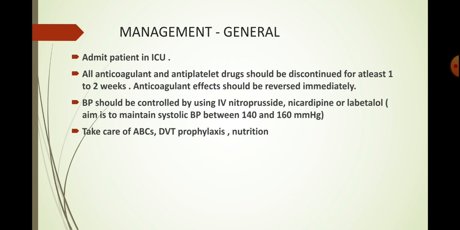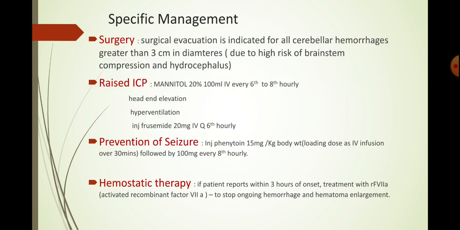And if the patient is on any anticoagulant or antiplatelet drugs, it should be discontinued, and it's important that it's discontinued for at least 1 to 2 weeks. And if the person is on an anticoagulant effect, it should be reversed by giving vitamin K and fresh frozen plasma. Now, how do we specifically manage this? Now, you do surgical evacuation for all cerebellar hemorrhages that are more than 3 cm in diameter. And why do you do that is because there is increased risk for a brainstem compression and hydrocephalus, and the brainstem compression can make the person go into a coma.